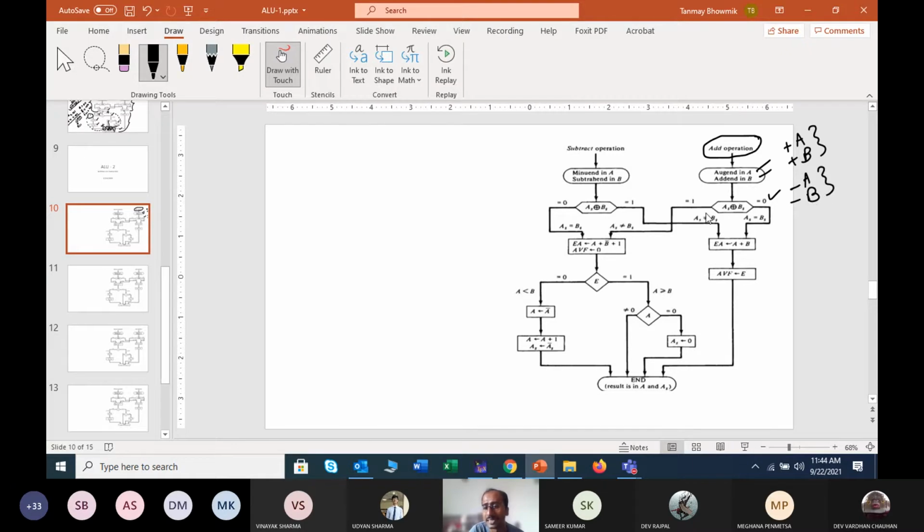Then in the other cases, you can consider different signs. That means either negative A, positive B, or the opposite one, positive A, negative B, whatever it may be, and we will follow this pattern. So this type of example we will consider. Let us first start with the easiest one, where we have both positive numbers and we are performing the addition. No need to do any extra thing.